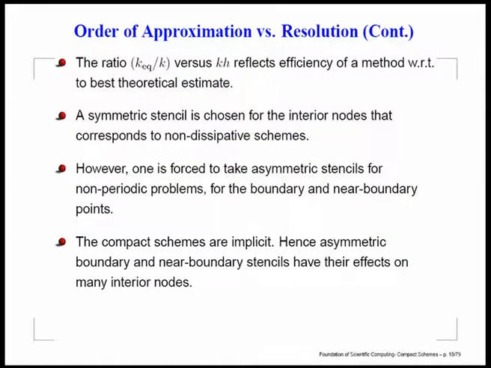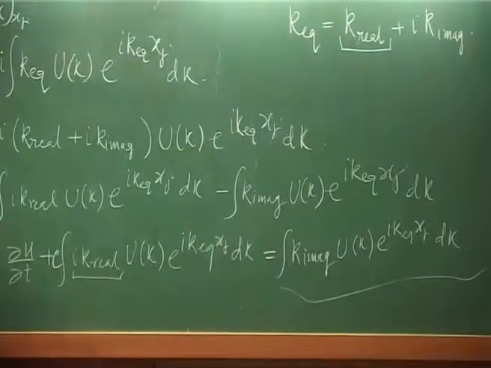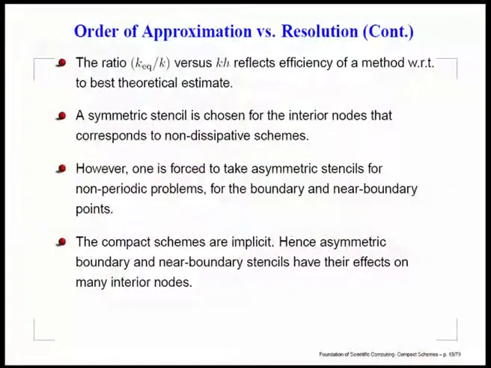So, that is what I just restate here. The ratio reflects the efficiency of a method with respect to the best theoretical estimate that you can get through the spectral method. Okay. Now, I emphasized also this part, that if you would choose a symmetric stencil for the interior nodes, that would give rise to K equivalent, which will not have the imaginary part, and that would actually mean that you are developing a non-dissipative scheme. That is what the second bullet states.